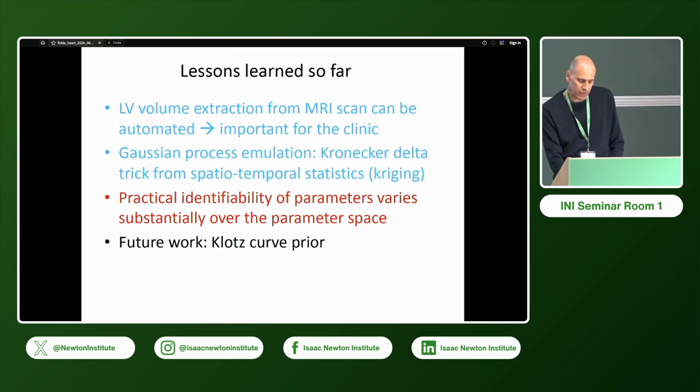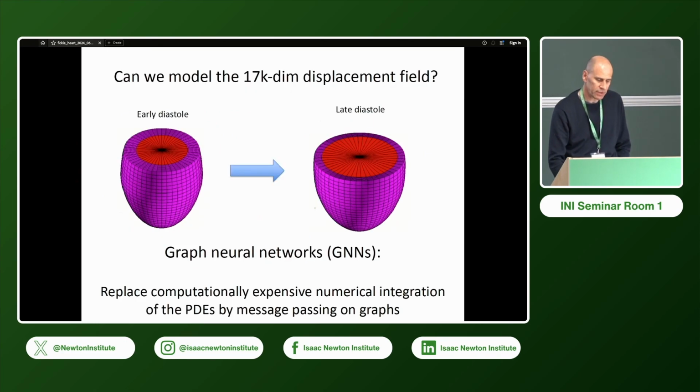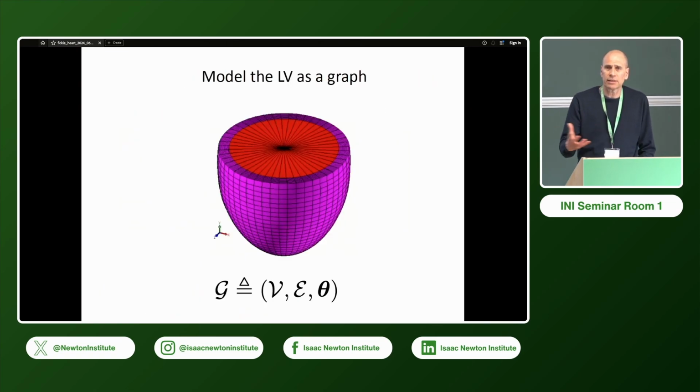So then we try the full exploration of the displacement field. So far, we've always looked at reductions, either using the circumferential strains or a time series of 10 volumes. Can we use the full displacement field? We model the left ventricle by a mesh of typically in the order of 17,000 nodes. Can we look at the full displacement field? And building a lossy process emulator here would not be feasible, so we use a graph neural network.